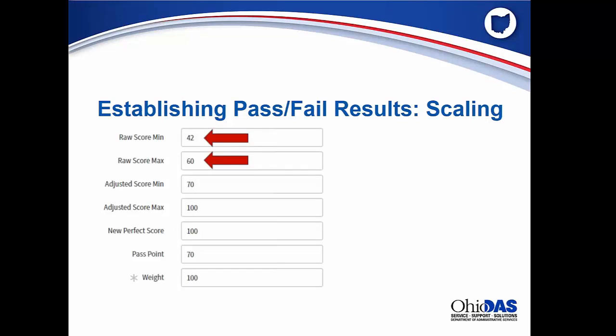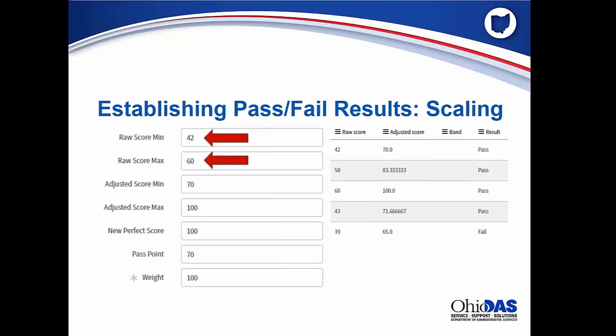We changed our raw score min that somebody can get to 42. The most questions they can get right is 60, but when we rescale it, we'll tell them, hey, if you got a 42, then you got a 70. If you got a 60, you got 100, and the new perfect score is 100, and the pass point is 70. So if we save this, then anybody that got a 42, their adjusted score would be 70. Anybody that got a 60, their adjusted score would be 100. And then all of the other people are adjusted as well. Notice the person with 39 at the bottom, they had less than the 42, so they failed the test.